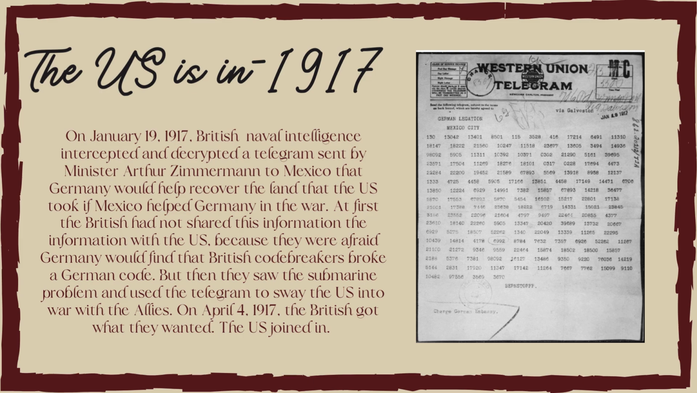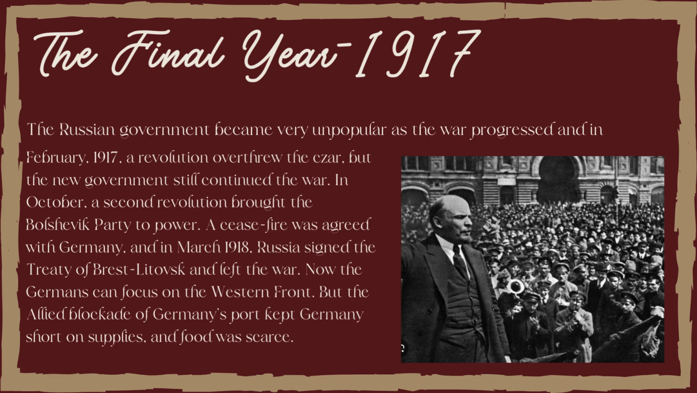On January 19, 1917, British naval intelligence intercepted and decrypted a telegram sent by Minister Arthur Zimmermann to Mexico, saying that Germany would help recover the land that the U.S. took if Mexico helped Germany in the war. At first, the British had not shared this information with the U.S. because they were afraid that Germany would find out that British codebreakers had broken a German code. But then they saw the submarine problem and used the telegram to sway the U.S. into war with the Allies. On April 4th, 1917, the British got what they wanted. The U.S. joined in.